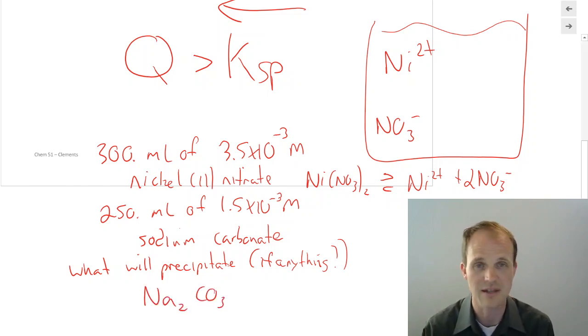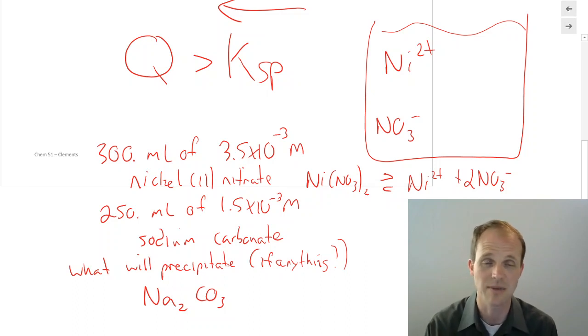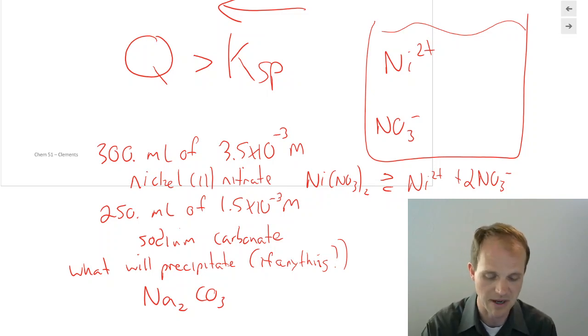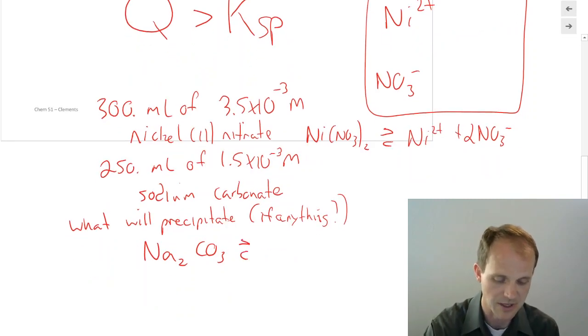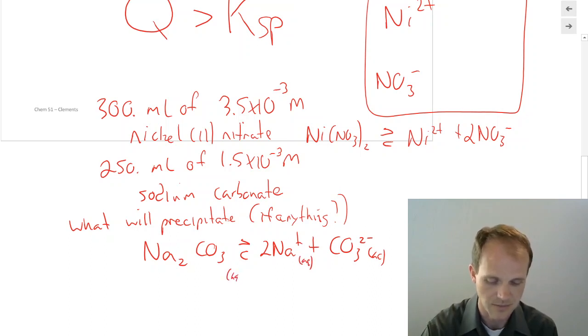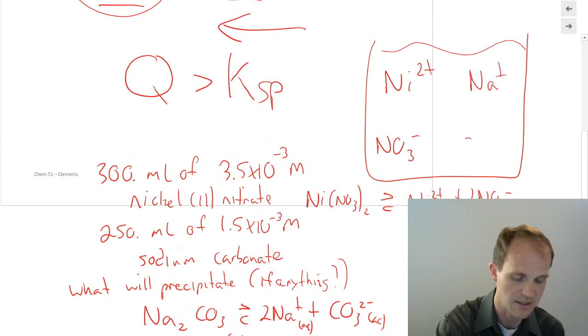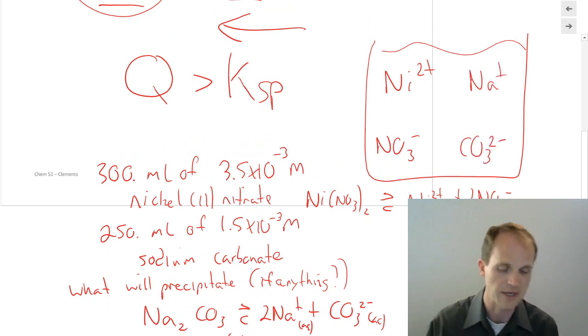Sodium carbonate, Na2CO3. How did I know that? Because I know by memorizing that carbonate is CO3. It's got a -2 charge. Sodium, I know, it has a +1 charge. Balance 2 +1 charges for my -2 charge. And that's going to break apart into 2 sodium ions and a carbonate ion. So what do we also have? We also have sodium ions and we have carbonate ions.